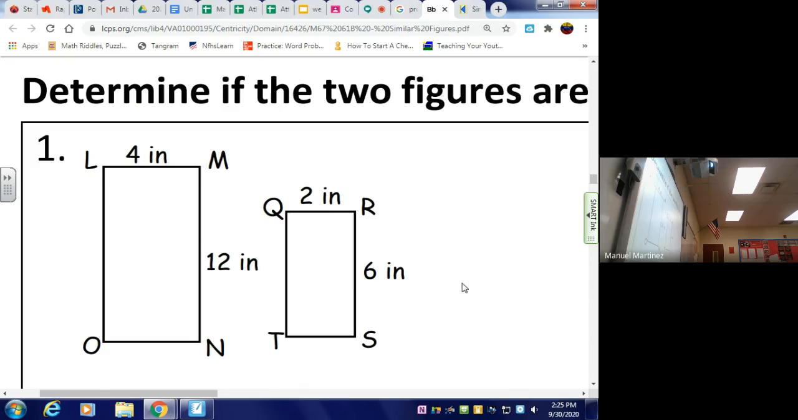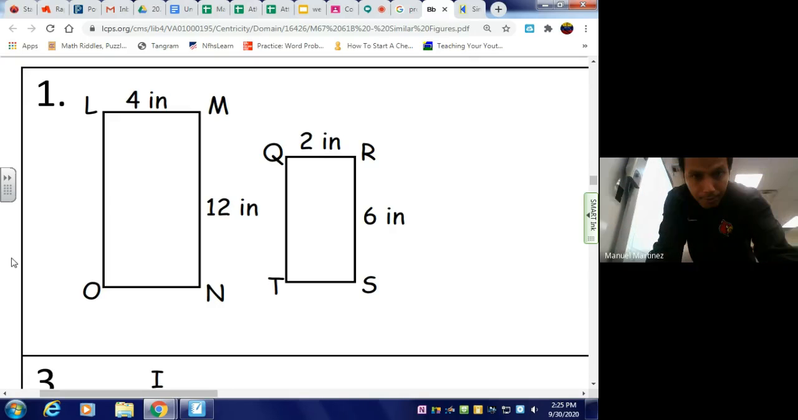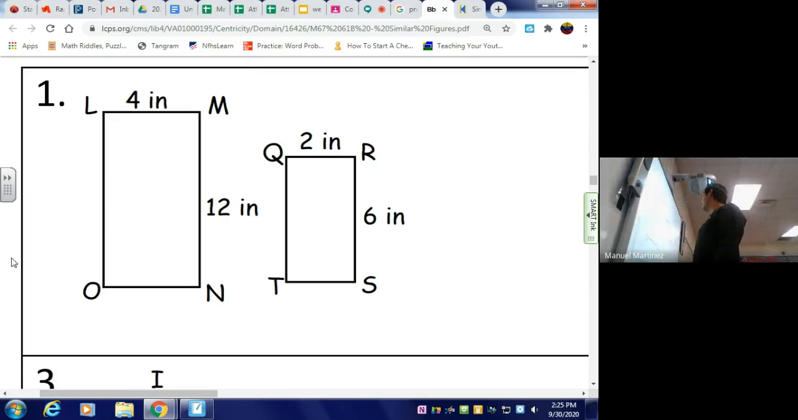What we are supposed to do here is determine if those two figures are similar. And remember, the way to determine if two figures are similar is by checking those two conditions. The first condition is the angles, and the second condition is the sides. The angles need to be congruent, the sides need to be proportional. I'll give you a minute to go ahead and sketch those.